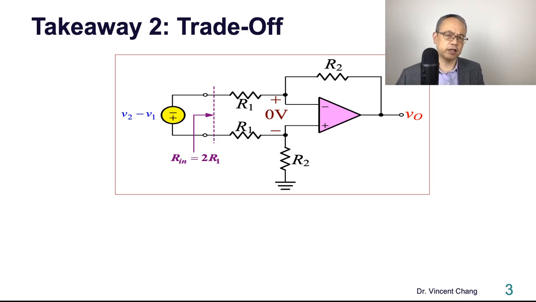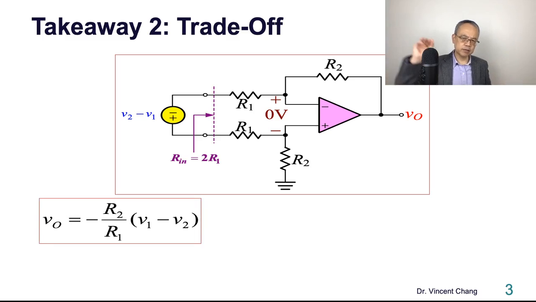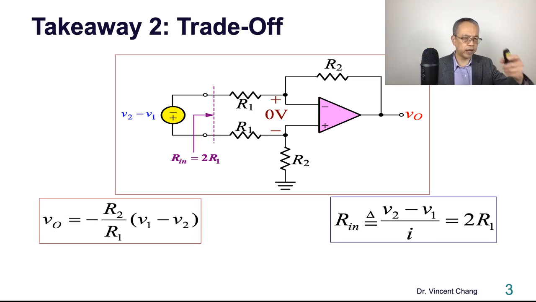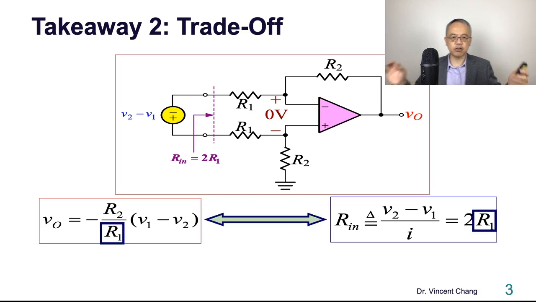And what about the trade-off? The second takeaway from the previous lecture: you can't have both. On the left-hand side you see the differential gain. On the right-hand side you see the input impedance, the input resistance. So high input resistance and high differential gain, you can't have both. You have to sacrifice one way or the other. So there's a trade-off between the input resistance and the differential gain.